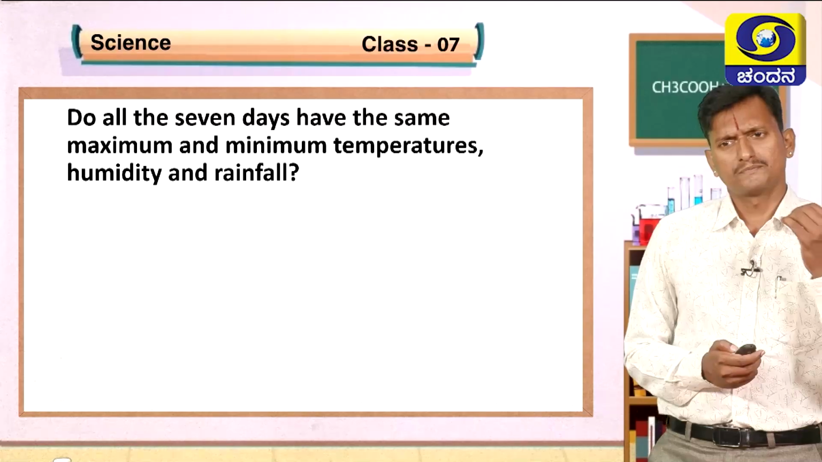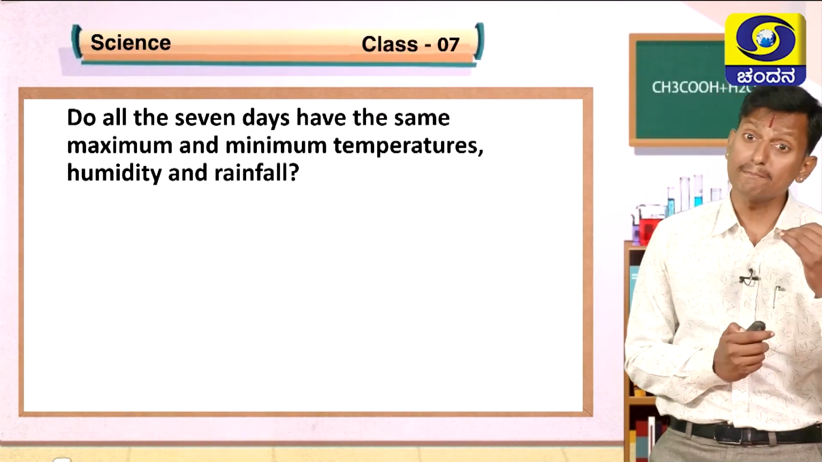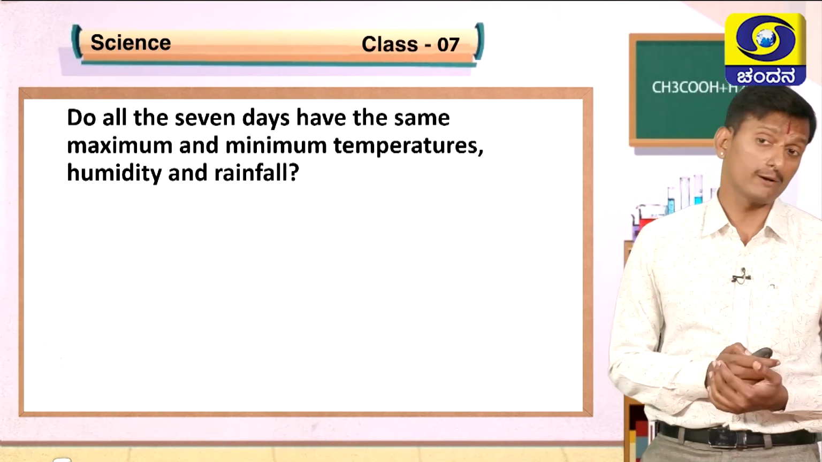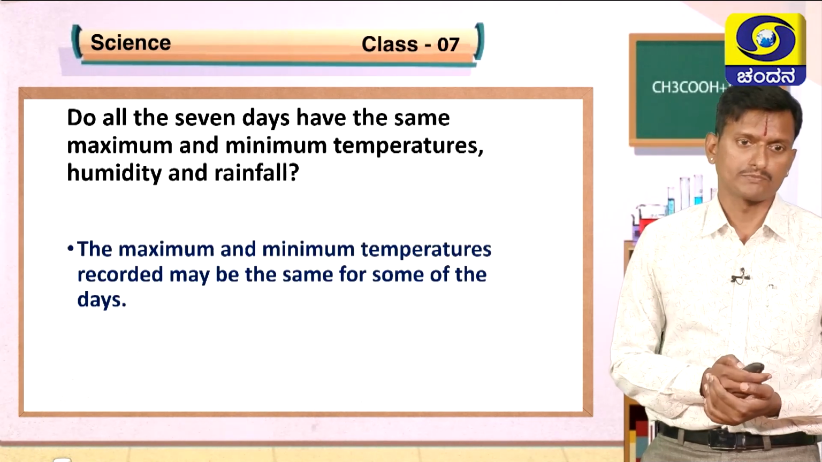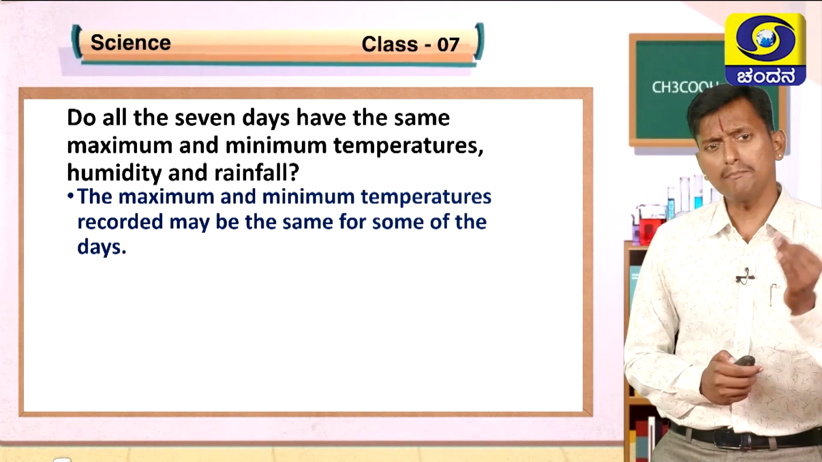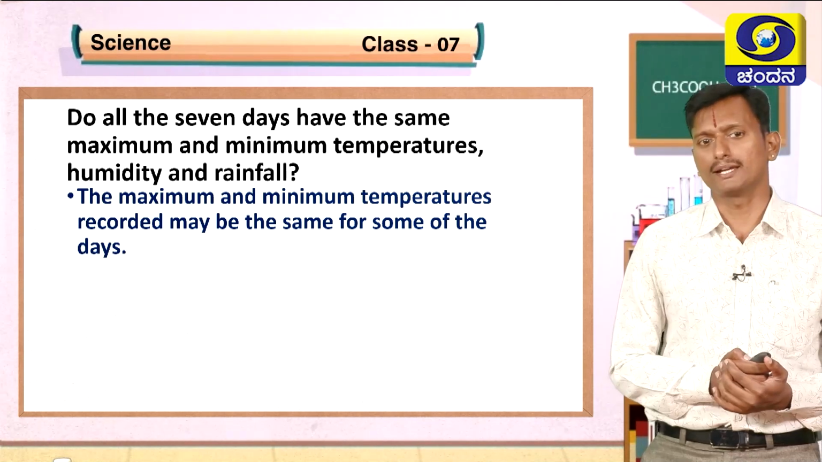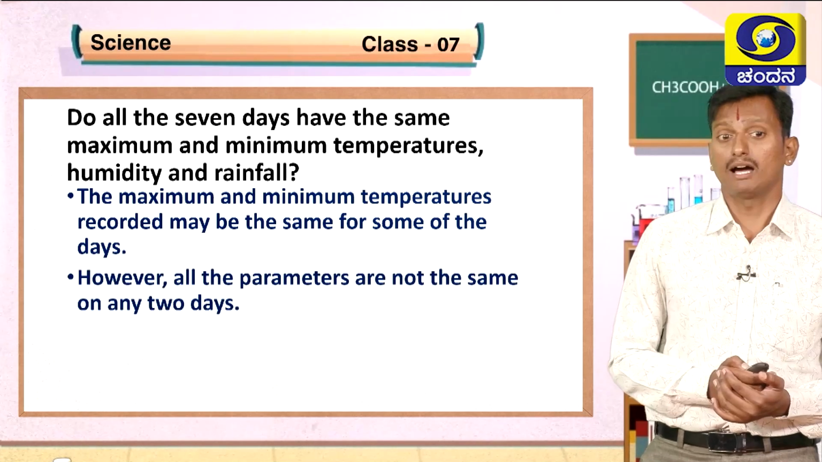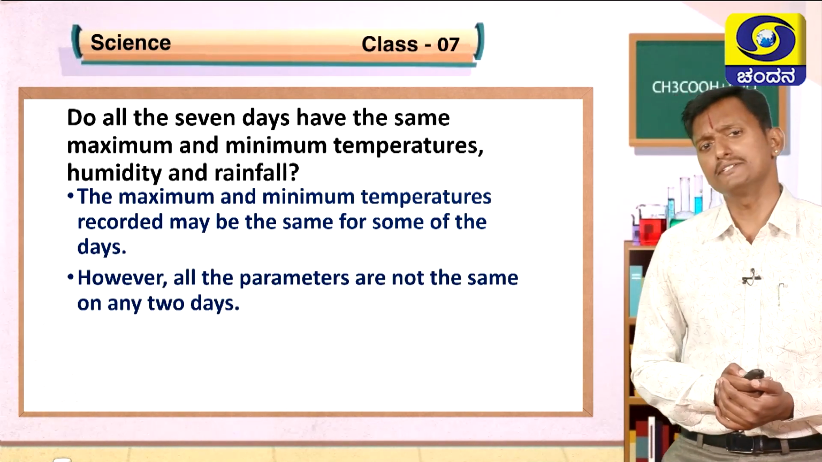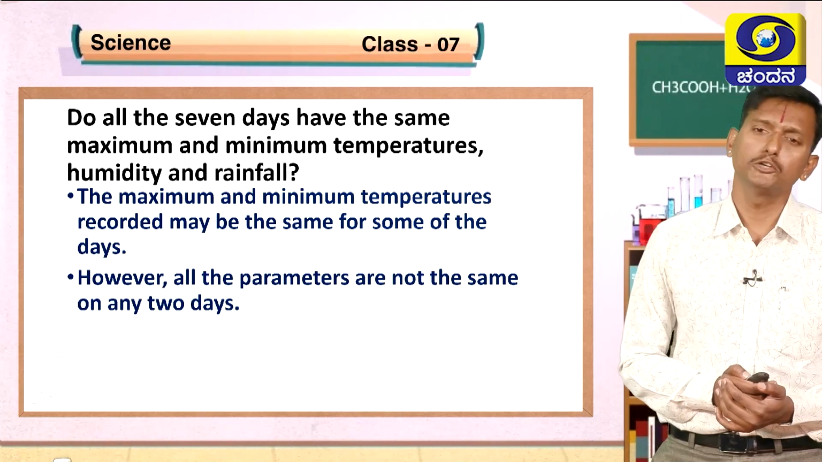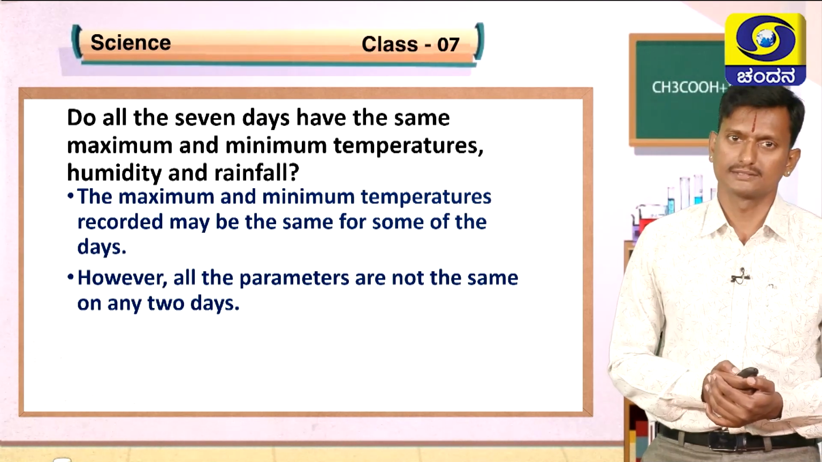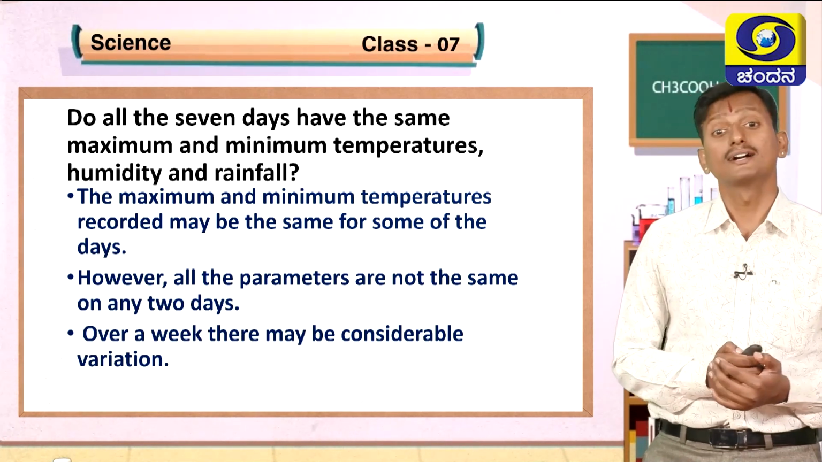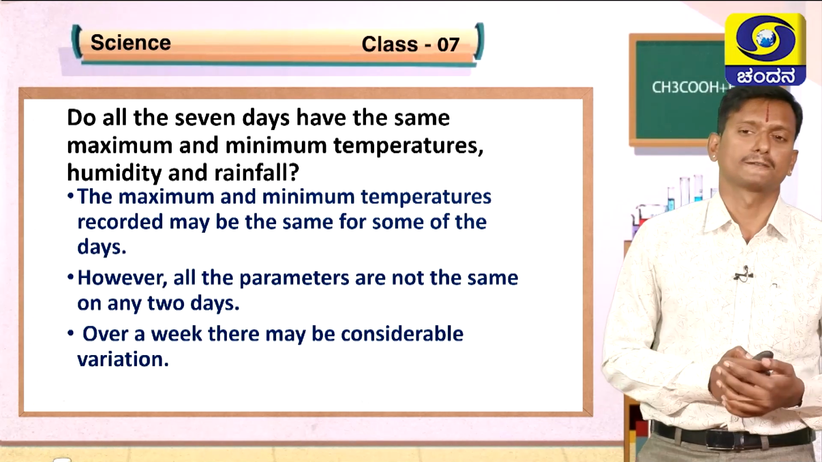It's very fun, no? Do all the 7 days have the same maximum and minimum temperatures, humidity and rainfall? No. The maximum and minimum temperatures recorded may be the same for some of the days. However, all the parameters are not the same on any 2 days, isn't it? Over a week, there may be considerable variation.